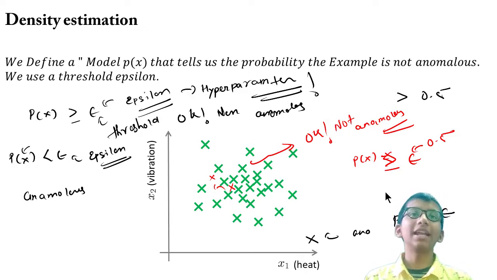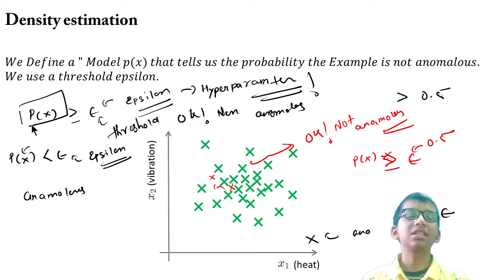Okay, so again, I'm recapitulating that we define a model or a function which is p of x, and we set the epsilon, and epsilon is a hyperparameter. We check if it is greater than or equal to epsilon, then it is okay or non-anomalous, and if it is smaller than our epsilon, we'll take this as anomalous, just like I've shown you here. Okay, so till now we have dealt with this.